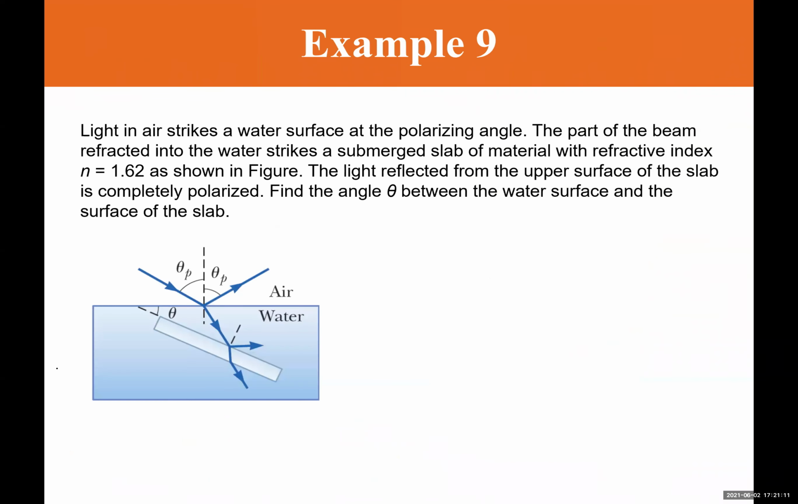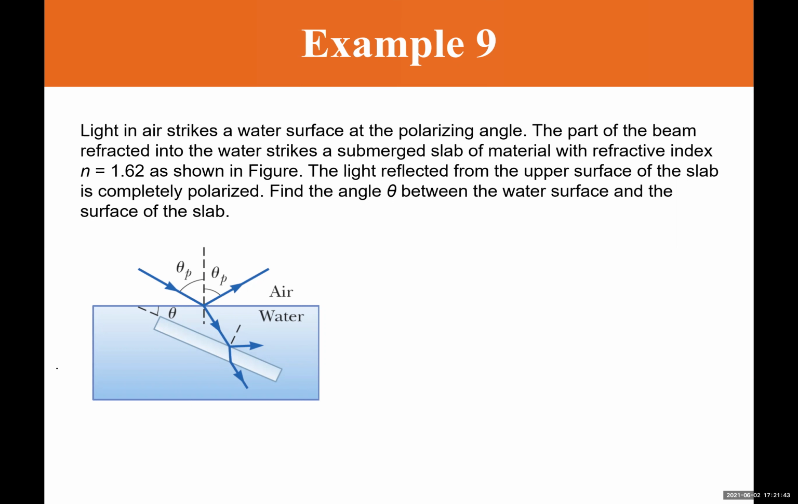All right, so here's an example. Light in air strikes a water surface at the polarizing angle. The part of the beam refracted into the water strikes a submerged slab of material with refractive index n equals 1.62, as shown in the figure. The light reflected from the upper surface of the slab is completely polarized. Find the angle theta between the water surface and the surface of the slab.